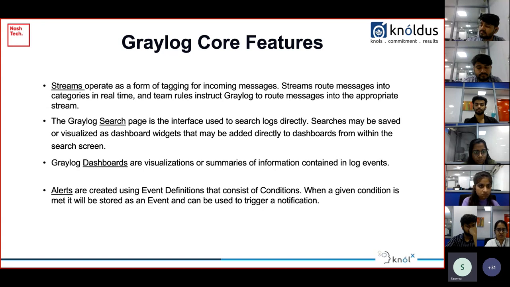Suppose 1,000 logs are coming in 1 minute to your Graylog server. You want to see the data that has an error tag. So you can create one stream in which you want the data that has the tag error, and you can have another generic stream in which you want all the data. You can just provide the tagging on those logs and then generate different streams. So basically, streams operate as a form of tagging for incoming messages. Streams route messages into categories in real time, and stream rules instruct Graylog to route messages into the appropriate stream.